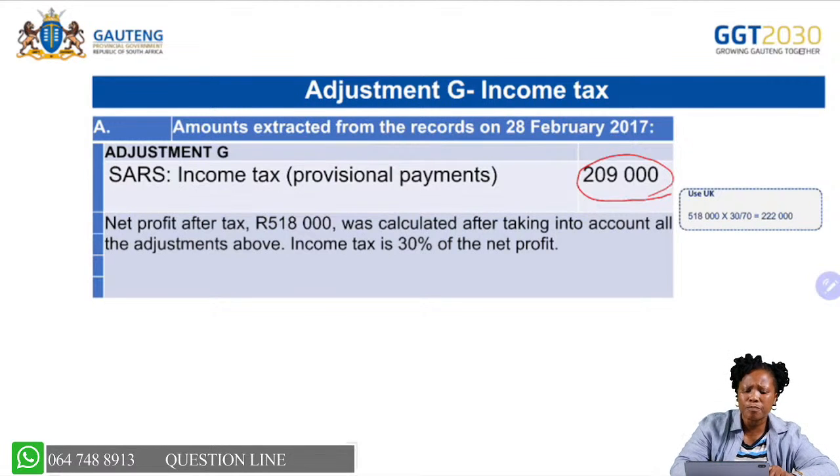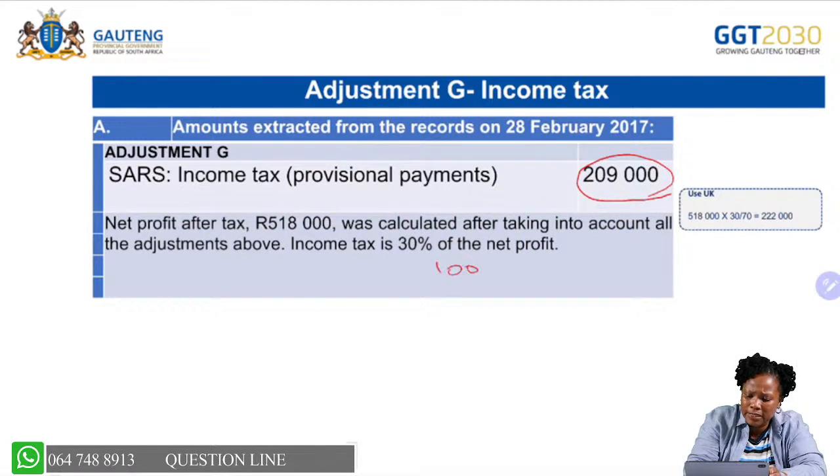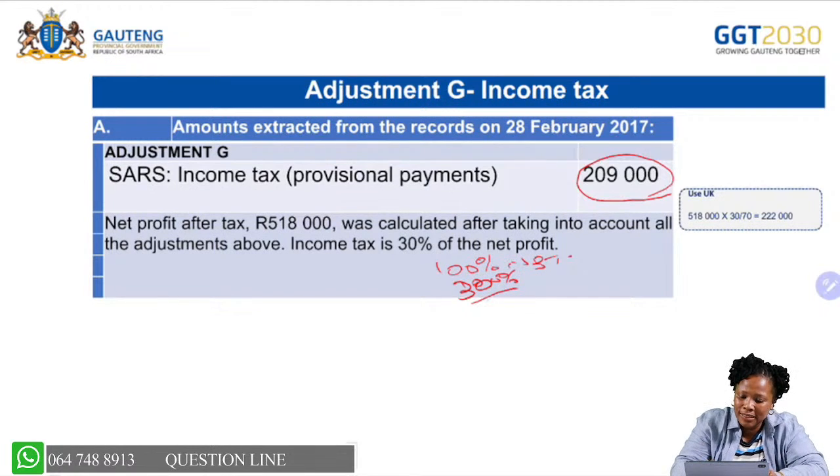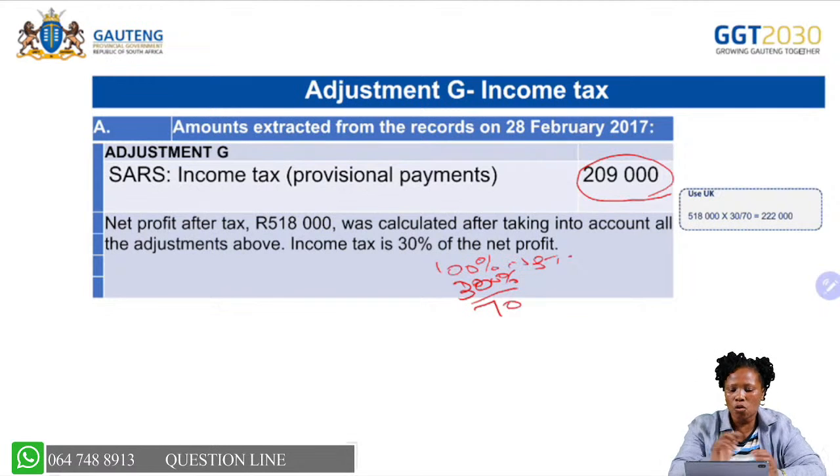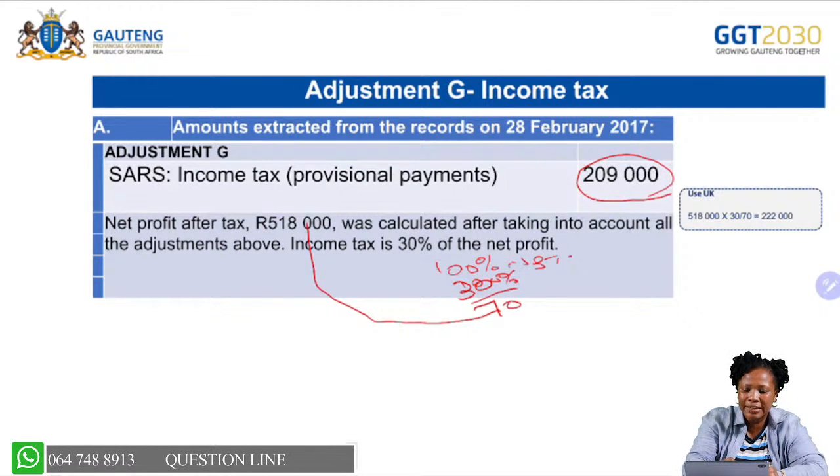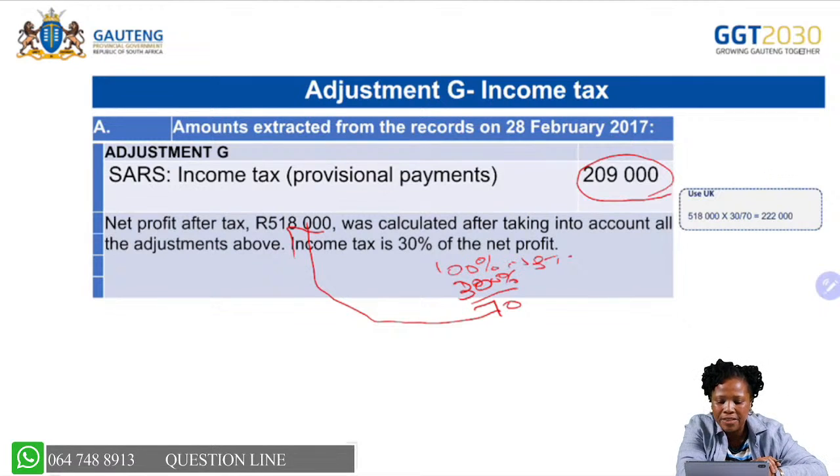Remember that your net profit after tax is going to be, remember, we have 100% net profit before tax, and then a taxation, which is 30. I'm sorry, my handwriting is very bad. That's why I avoid writing all the time. And then you will see now net profit after tax is 70. So this is what we have. We have been given 518,000, and that is our net profit after tax. It is equivalent to 70.